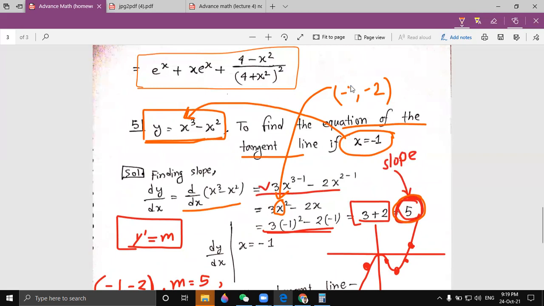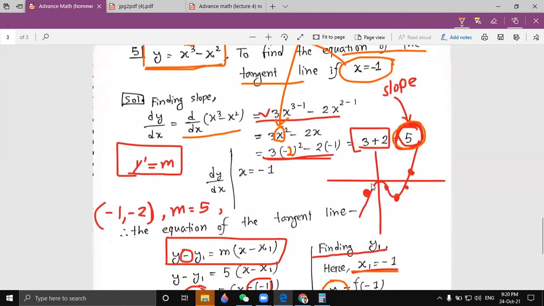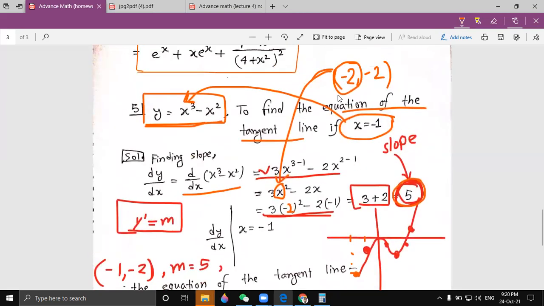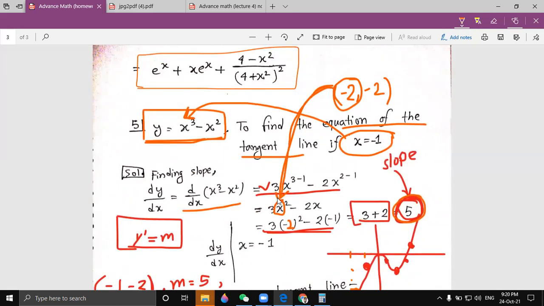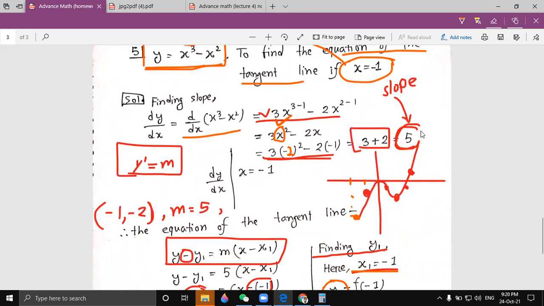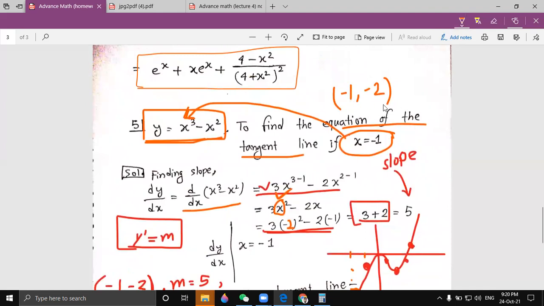So if the point was minus 2, minus 2, then you had to put the value of x is equal to minus 2. That point would be somewhere around here, and at this point our slope will be different, because the value of x changes. If the point is different, then our slope will also be different. So for this point, x is equal to minus 1, comma minus 2, our slope will be 5.